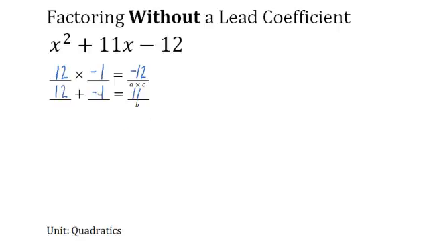Okay, so what about these answers? Well, when there's no leading coefficient, or when the coefficient is 1, these two numbers go in with an x to form the two binomials that are the factors of x squared plus 11x minus 12.